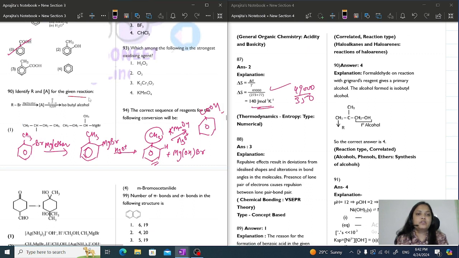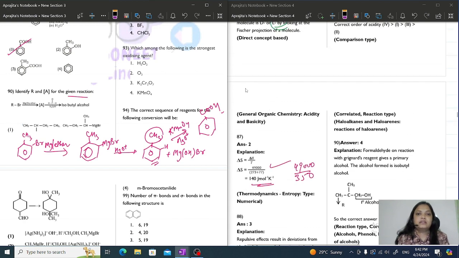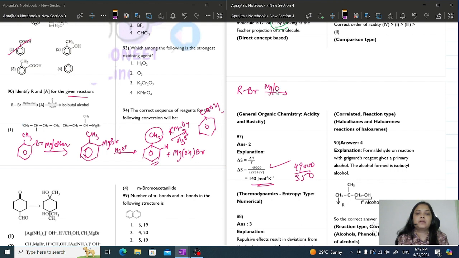Identify R and A for the given reaction. Here we can see that RBr is given in the presence of magnesium and dry ether. Of course it will give rise to a Grignard reagent, which is RMgBr, and here we have been given formaldehyde followed by hydrolysis, and we get isobutyl alcohol, (CH3)2CHCH2OH. This is isobutyl alcohol.